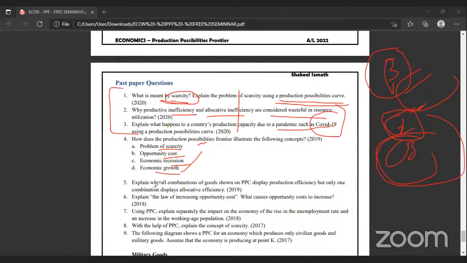And the 5th question: explain why all the combinations of goods shown on the PPC display productive efficiency. The same question is here, but in a different way. For example, I always tell this example. If I ask you, what is your name? Immediately you will answer, my name is Amjad. If I ask the same question in a different way, right? Your father has one and only daughter. Who is that? What is her name? Immediately you can't answer. For 1 or 2 seconds, you have to think. My father has one and only daughter. Oh, it's me, right? Economics questions are such.